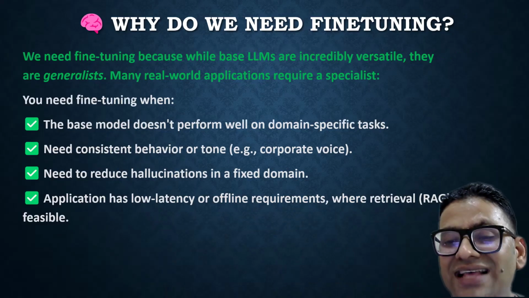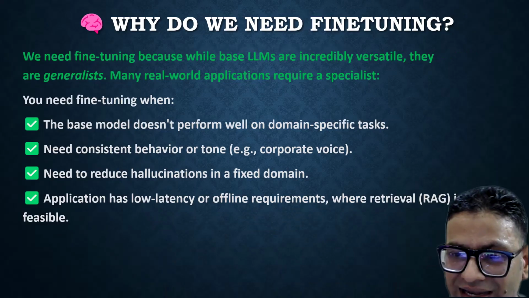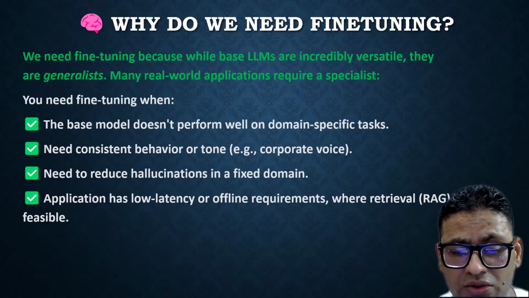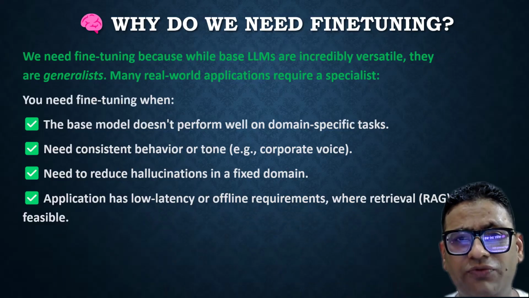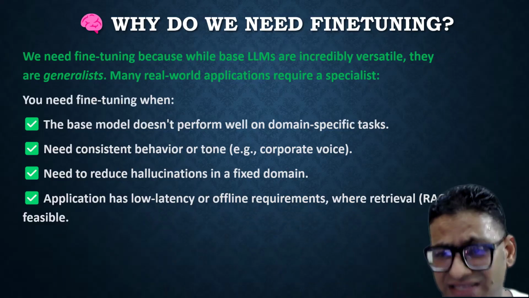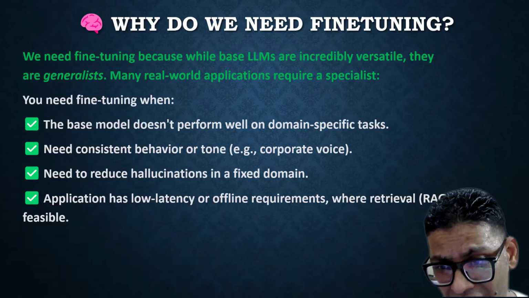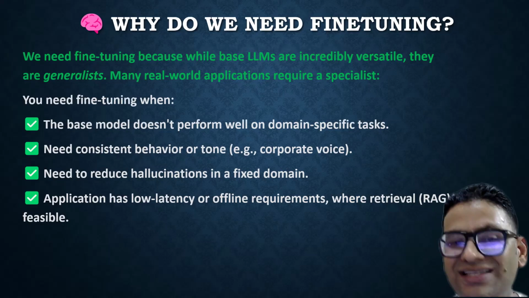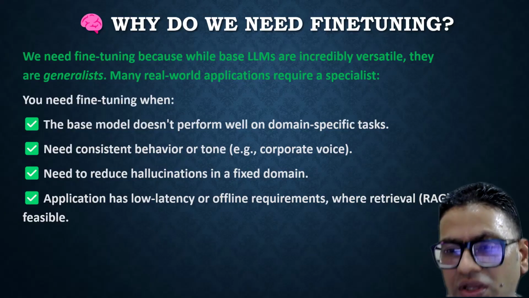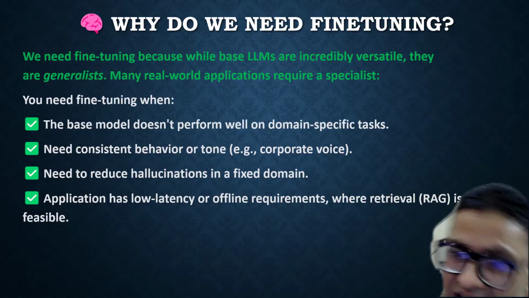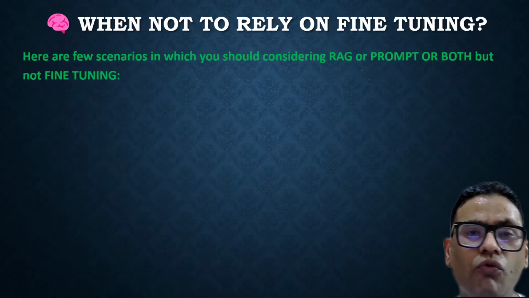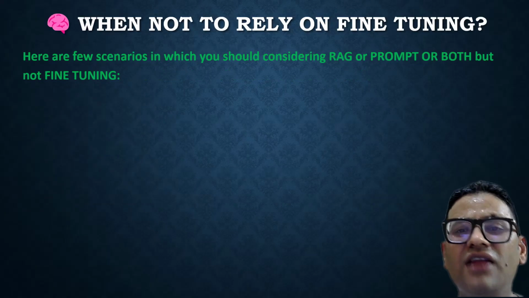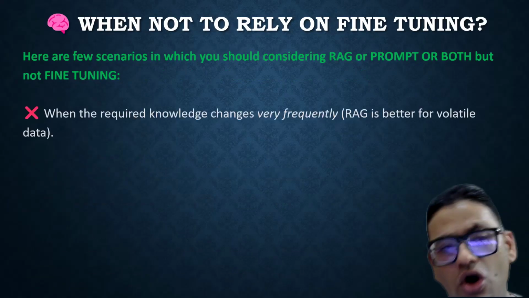Because fine tuning is a static kind of data: you prepare the data, you fine tune the model, and your data is not going to change frequently, so you can just stick to it. But if you are in a situation where your data is going to change frequently, then definitely you are not going for fine tuning, rather you will be going for RAG. Okay, so what are the scenarios where you should not rely on fine tuning, rather rely on RAG or prompt engineering or both?